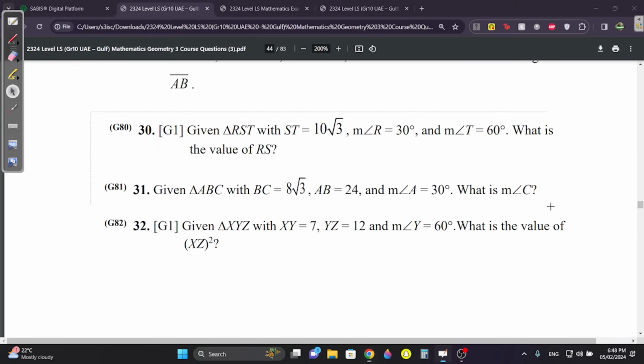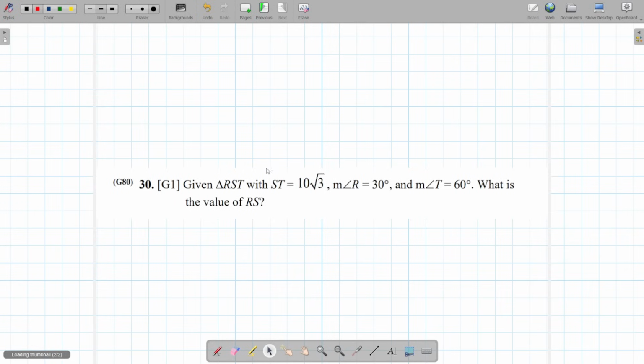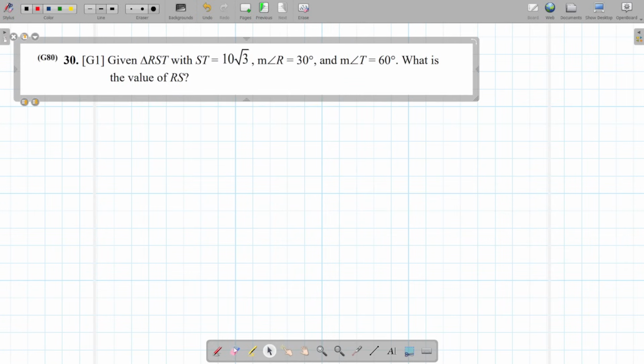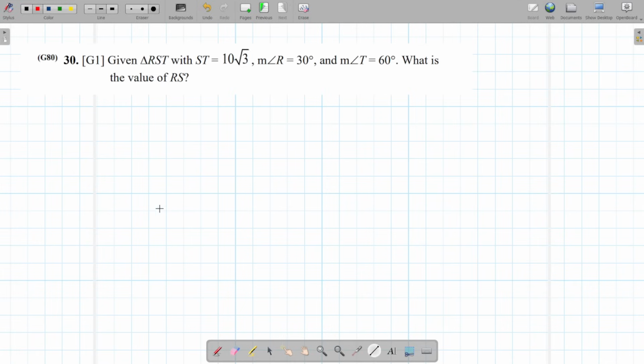Okay, question 30 now. I'll put it here. Given triangle RST, with ST is 10 radical 3, let's just draw it. R, S, T. Okay, ST is 10 radical 3. Angle R is 30. And T is 60. What is the value of RS?